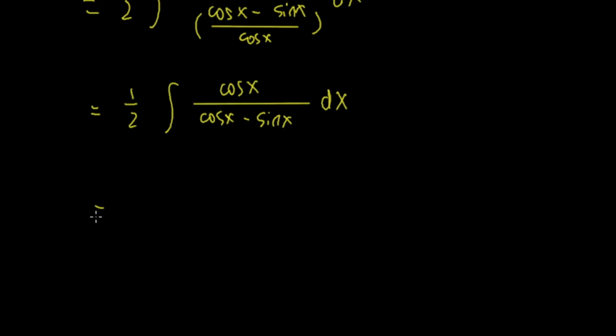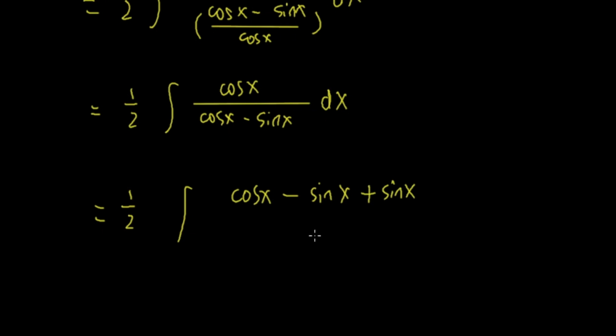But I can rewrite this integral to make it work. Okay, so here, integral of cosine of x. Now, if I subtract sine x, right? So this term here can cancel out this term easily. But since I subtract sine x, I have to add sine x here so that I don't change anything.